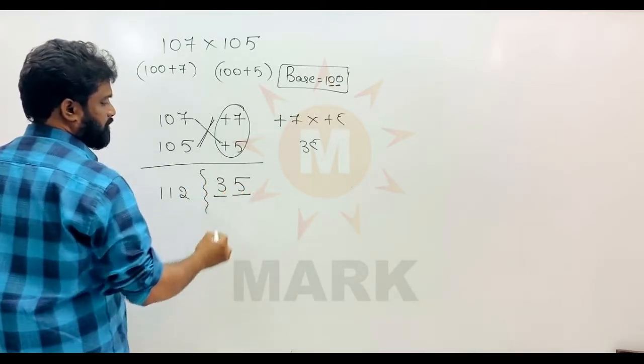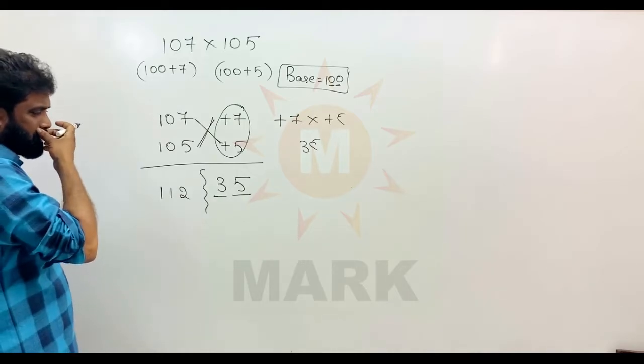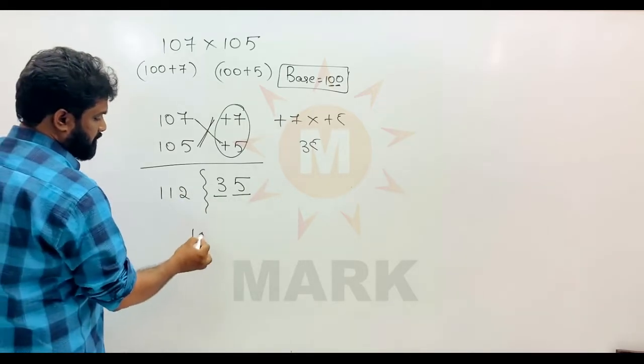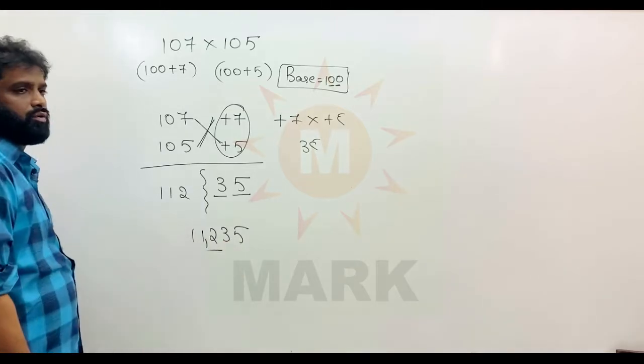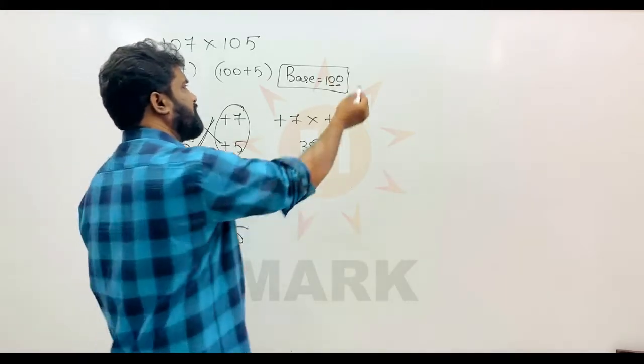So there is no need to put zeros here. It is no need to put zeros here. So 1, 1, 2, 3, 5. So 11,235 is the answer. Now we will take another example.